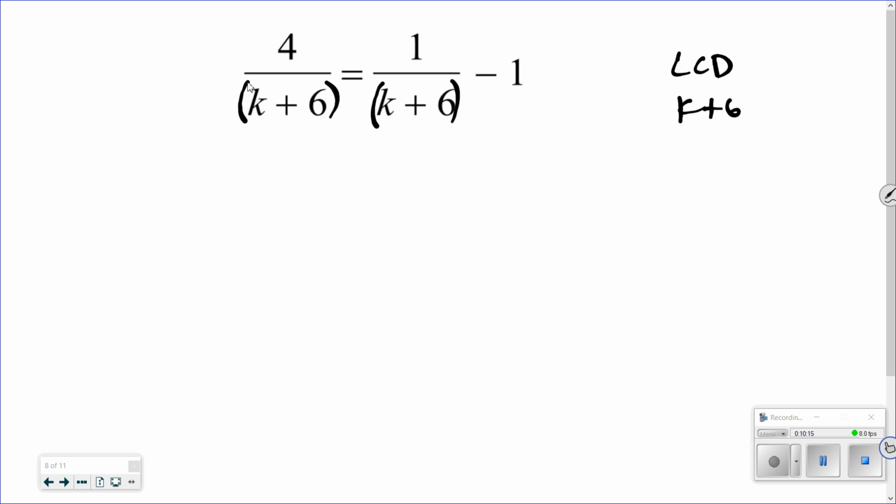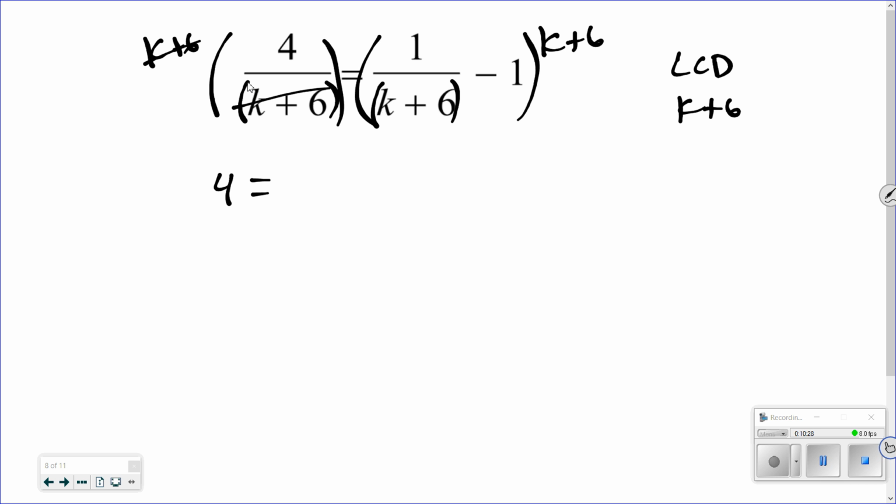So let's multiply the left side by k plus 6. And we're going to multiply the right side by k plus 6. Okay, over here, all that happens is those two just cancel. 4 is equal to, over here on this side, as I distribute this through, the k plus 6 and the k plus 6 cancel, leaving me with a 1 minus. You have to multiply it by the 1 also. And when that 1 does not have a fraction, nothing is going to cancel. It just stays k plus 6. Okay, hard stuff's done. Just solve it like we would a normal equation.